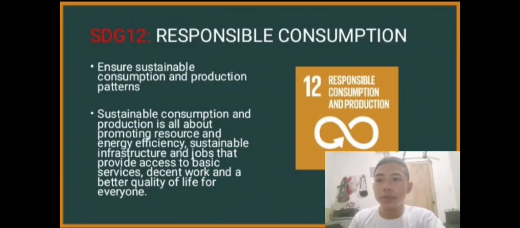On to Sustainable Development Goal number 12, which focuses on responsible consumption and production. This ensures sustainable consumption and production patterns. Sustainable consumption and production is all about promoting resource and energy efficiency, sustainable infrastructure, and jobs that provide access to basic services, decent work, and a better quality of life for everyone. This goal promotes using resources wisely and efficiently to reduce waste and environmental damage. It focuses on production methods, energy efficiency, recycling, and responsible consumer choices to support economic growth while protecting the environment and ensuring decent jobs and basic services for everyone.